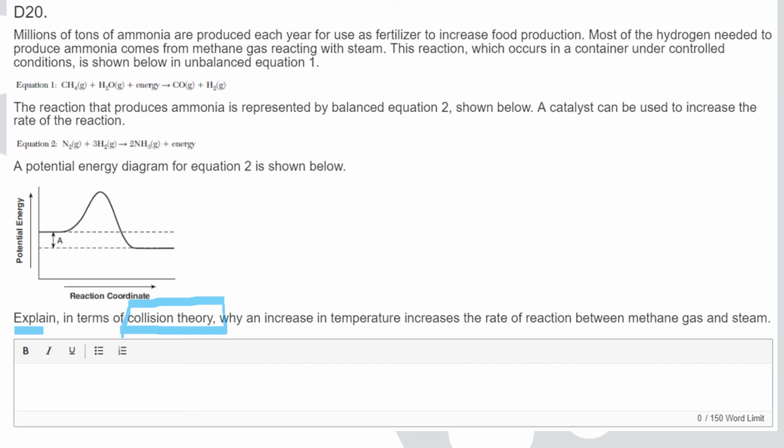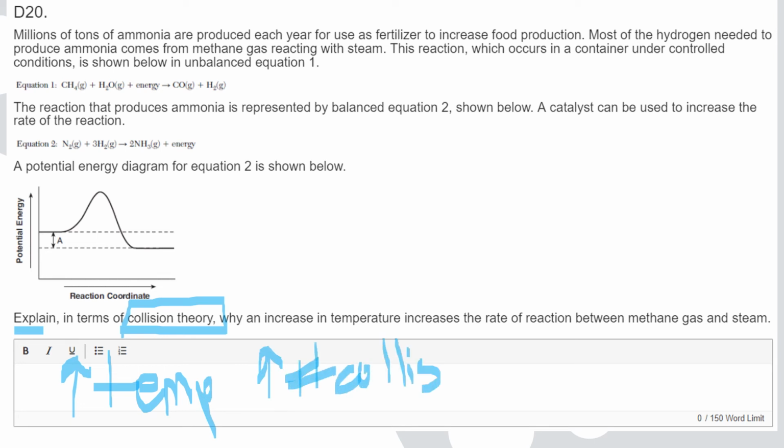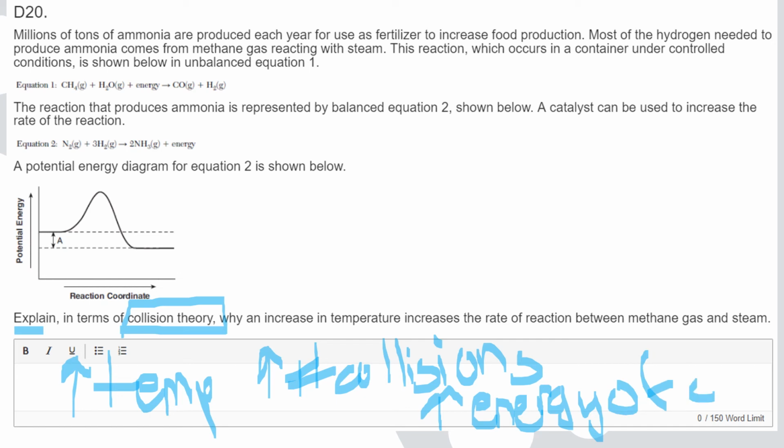Again, we had a question almost exactly like this. So all I have to say is an increase in temperature increases the number of collisions, and it increases the energy of the particles when they collide. So it increases the energy of the collisions as well. Okay, so of collisions. So again, my answer has to say collision, collide, right?